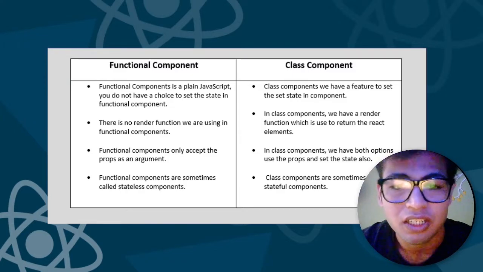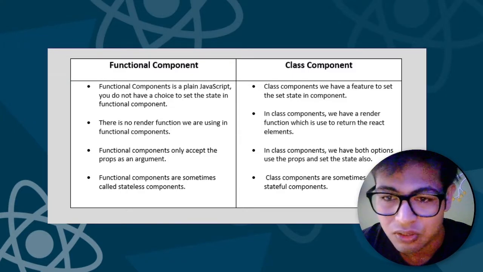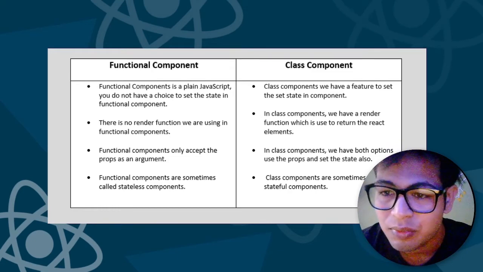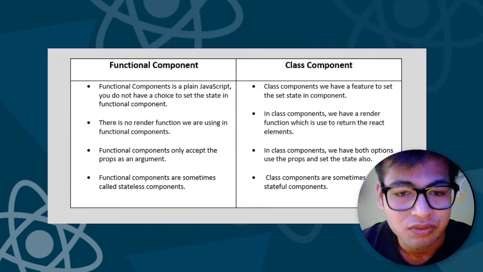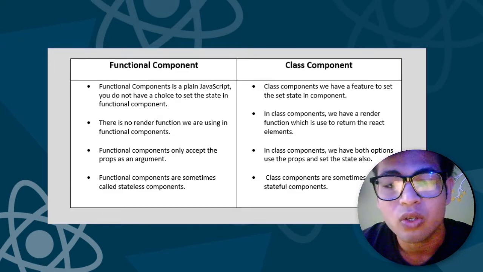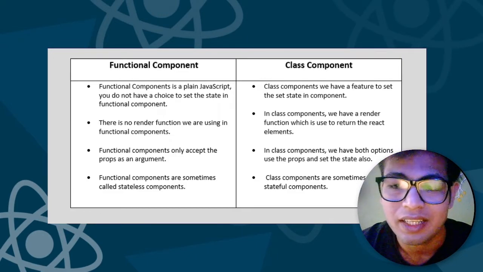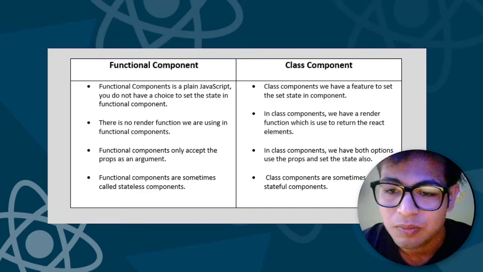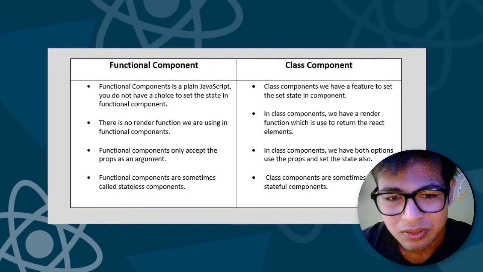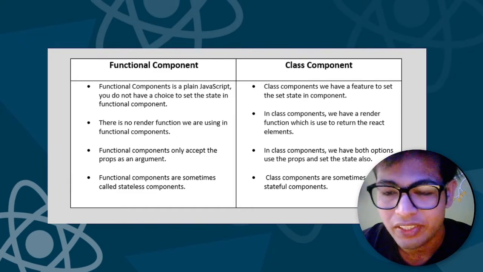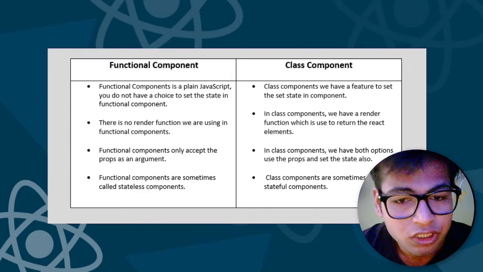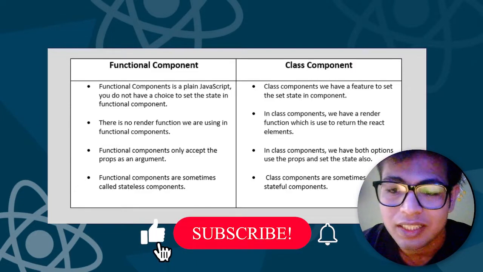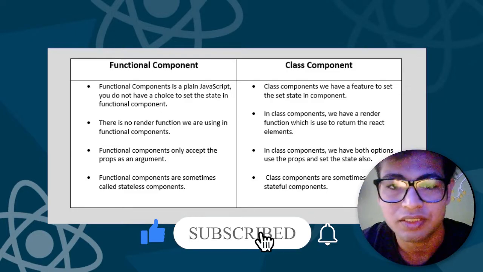We have seen already that we use the render function in class component instead of in functional component. Functional component does not require a render function, and in class component we have a render function which is used to return the React elements. So it's required in class component rather than functional component. Functional component only accepts props as an argument, and in class component we have both options, use the props and set the state. Don't worry about props and state because we'll cover them in further videos. Functional components are sometimes called stateless components and class components are sometimes called stateful components.